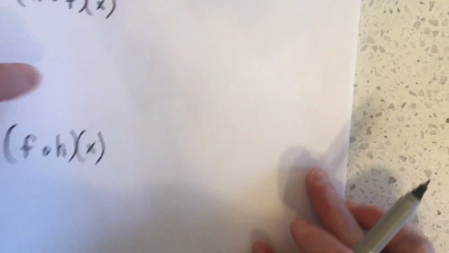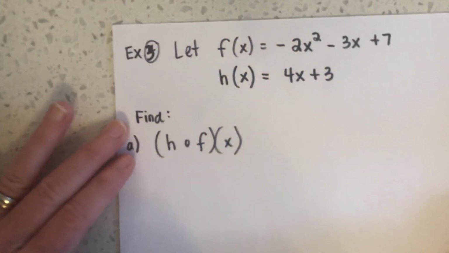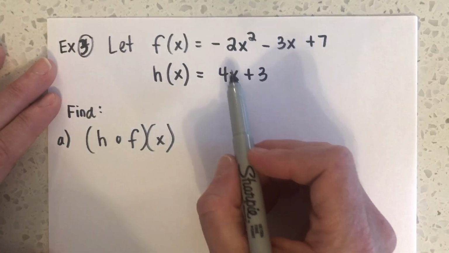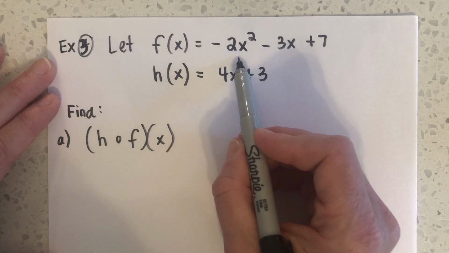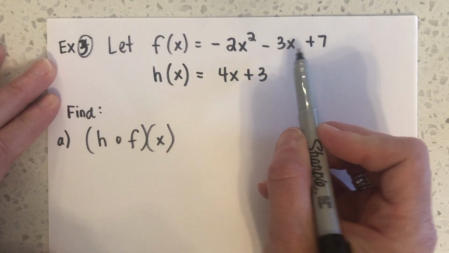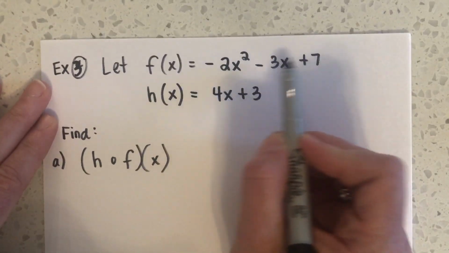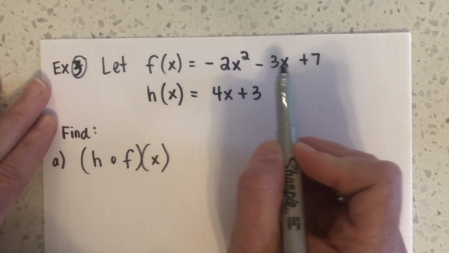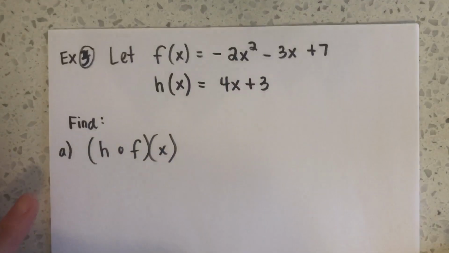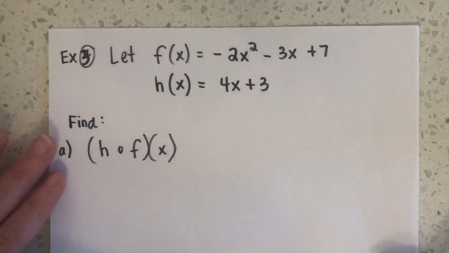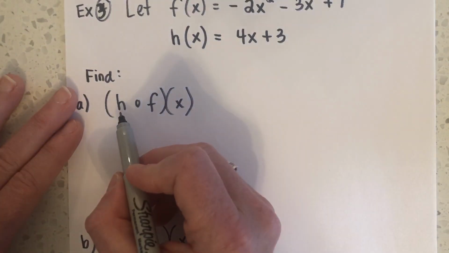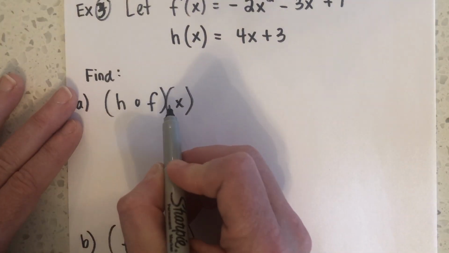Okay, this will be the hardest one. Okay, so look at function f. It's negative 2x squared minus 3x plus 7. And then look at h of x, 4x plus 3. So he doesn't look that bad. This one, he's a little bit bigger. We got a square, we got another x over here. That one's going to be a little bit harder to work with. But let's see what they want us to find. All right, they want us to find h of f of x.